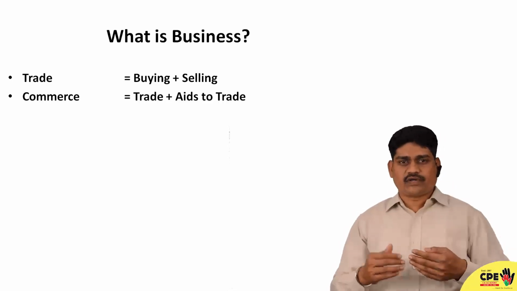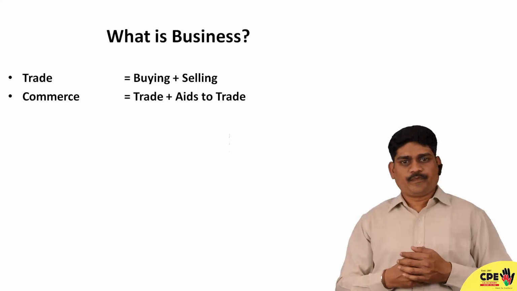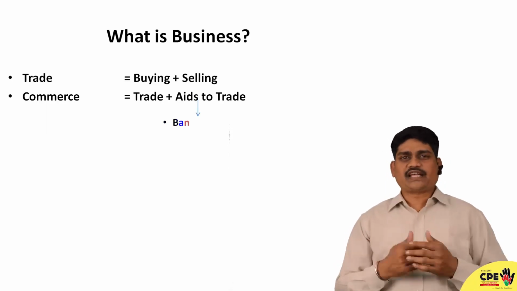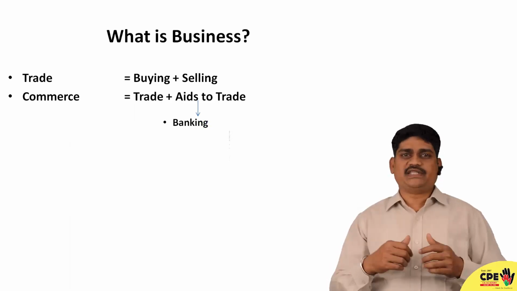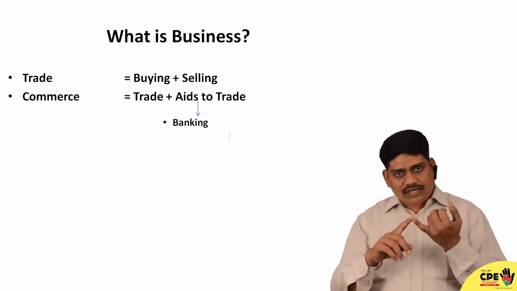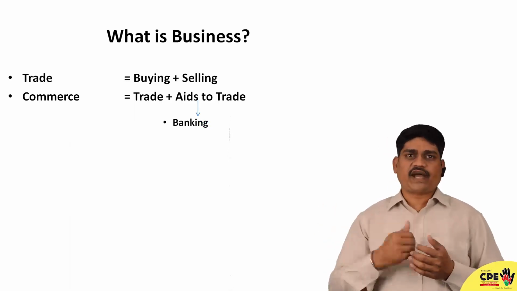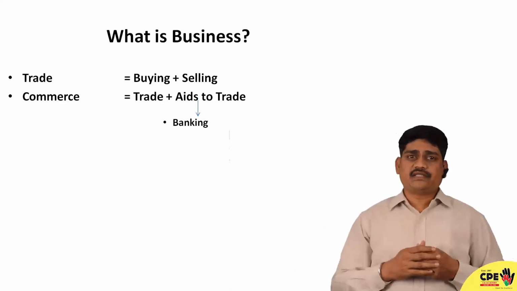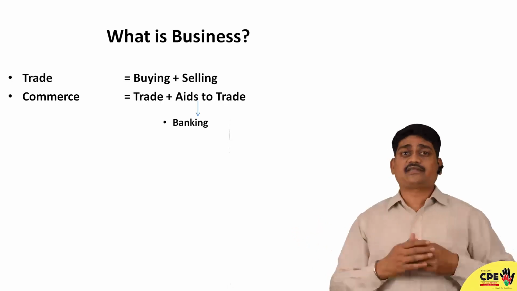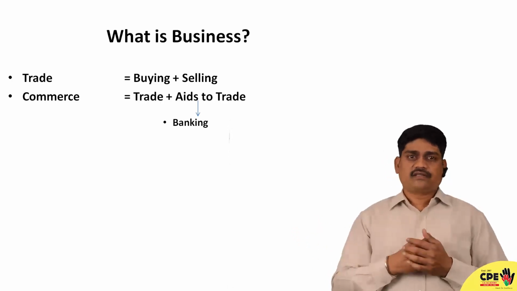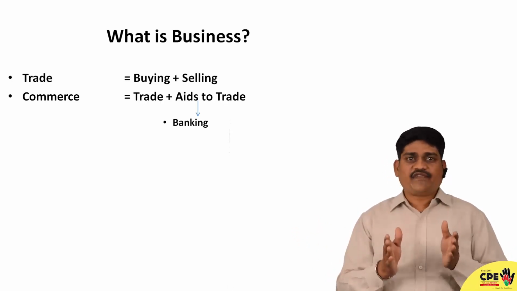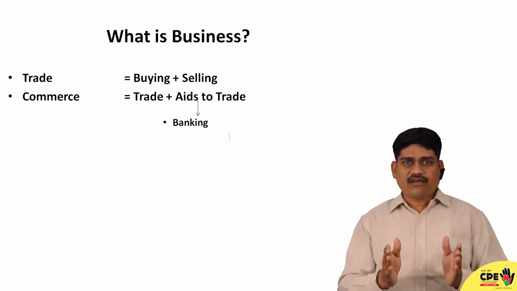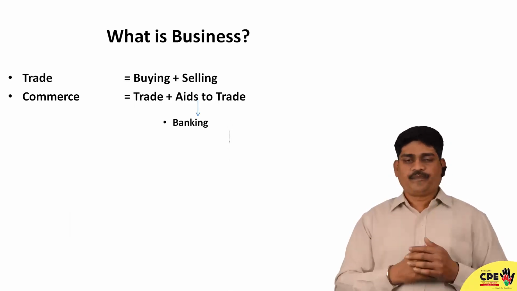Now we'll see the list of different aids to trade. Okay, the first one is banking. As we know, no money, no business. So to start the business, we need finance. To expand the business or to develop the business, to open different branches, we need finance. So banking facilitates the financial needs. Means banking fulfills our financial needs.